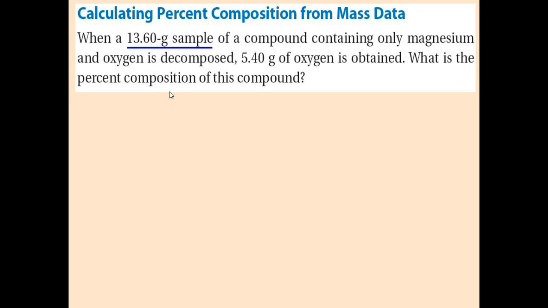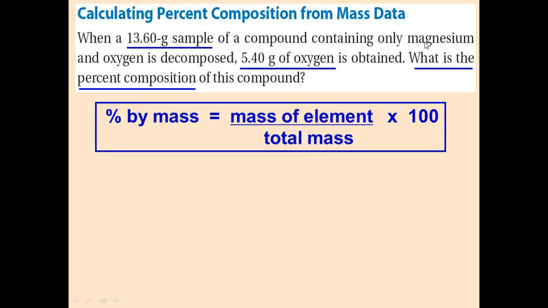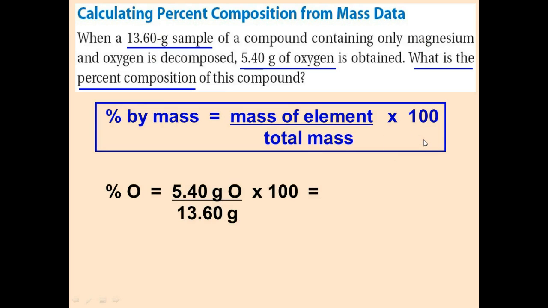So we have 13.6 grams, and that would be the total mass, and 5.4 grams of oxygen when we decompose it. So we want the percent composition of this whole compound. So we have to find the percent of oxygen and magnesium. So first, we look at the formula. It's the mass of an element divided by the total mass, so 5.4 divided by 13.6, then we times it by 100. And that's exactly what we do, and we get 39.7%.